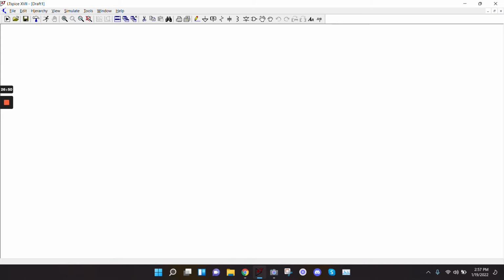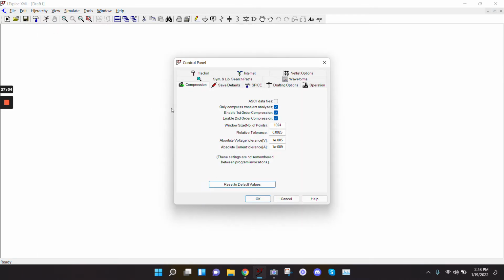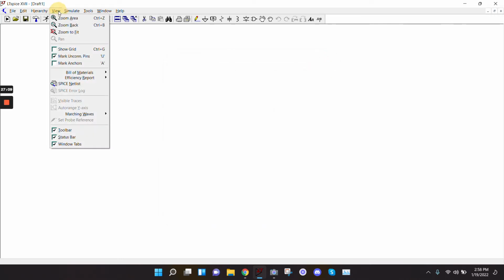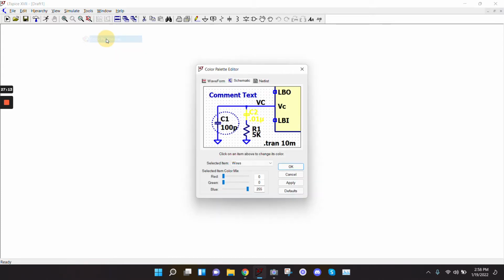LTspice defaults to a black background, and that's not good for printing. It's going to rip the ink right out of your printer, and it looks horrible. So please, I'm going to show you guys right now. Let's find it. I think it's in View. Nope, Window, Tools, Color Preferences. So you can change all the color preferences for the software here.